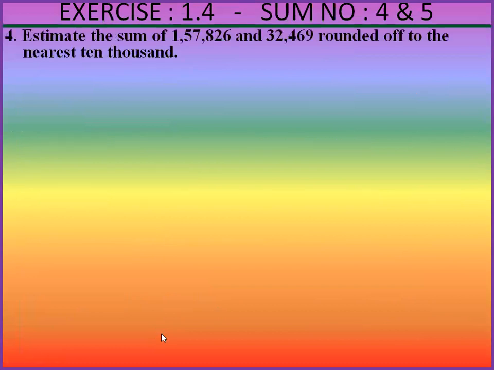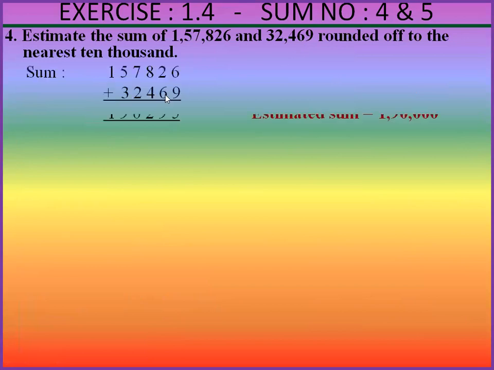Okay, estimate the sum of 1,57,826 and 32,469 and round off to the nearest 10,000 place. So first let's find the sum of both the numbers. So when you get the sum of both the numbers, you get 1,90,295 and it should be rounded off to the nearest 10,000s. 10,000's place is 9. And the number next to it, that is thousands place, you have 0 which is less than 5. So you round to the number which is 1,90,000.